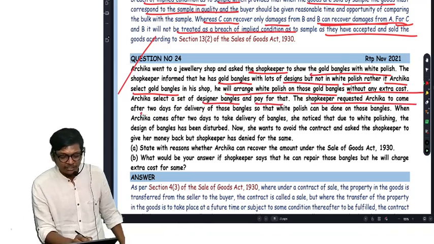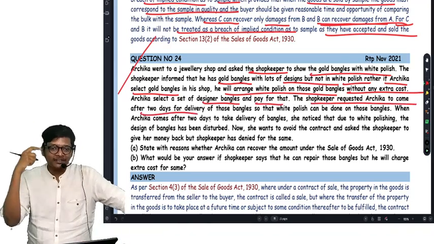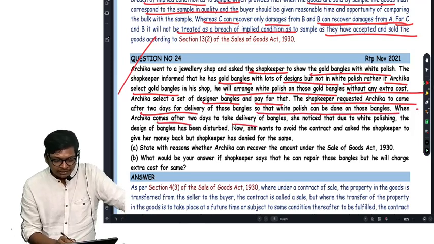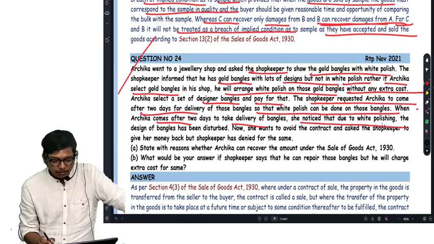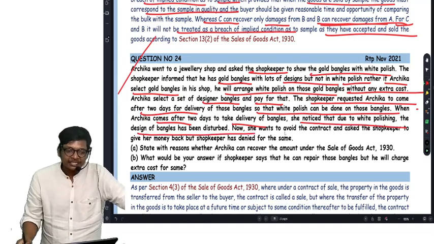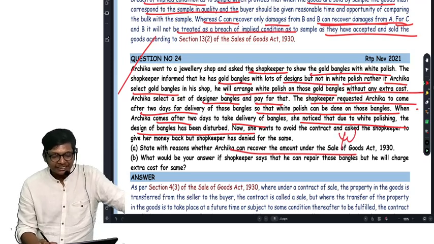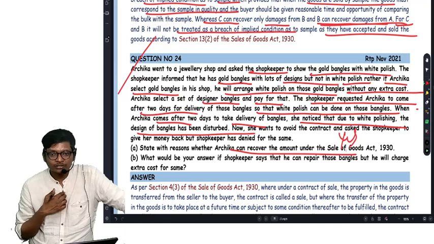Archika selects a designer bangle and pays for that. The shopkeeper requests her to come after 2 days, so that the white polish can be done. When Archika came after 2 days for delivery, she noticed that due to white polishing, the design of the bangle has been disturbed. Can Archika recover the amount under the Sale of Goods Act? Yes, she can cancel the contract and claim damages because it is an agreement to sell.